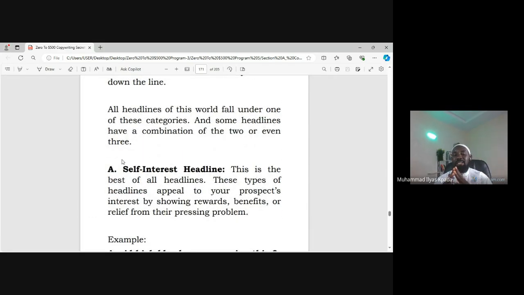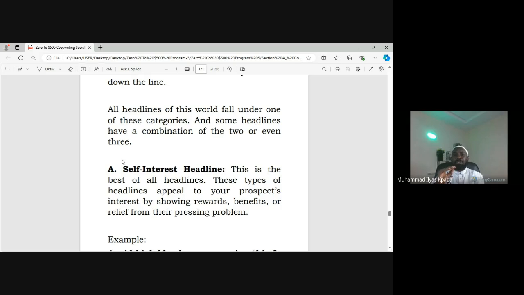All right. So headlines generally, according to Claude C. Hopkins, they divide headlines into 3. The first one is self-interest headline. The second one is news headline. Then the third one is curiosity headline. And on that basis, that is how their significance is, according to him, in his book. You can decide to read his book, Scientific Advertising.